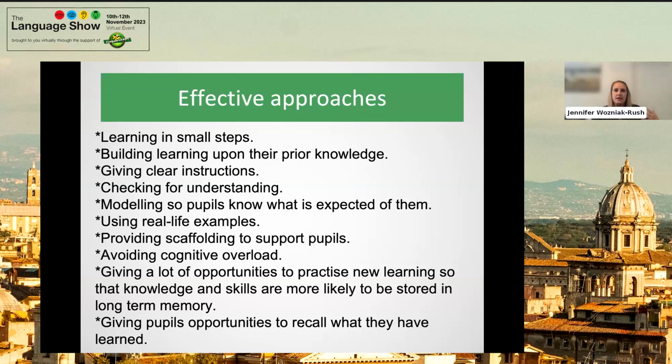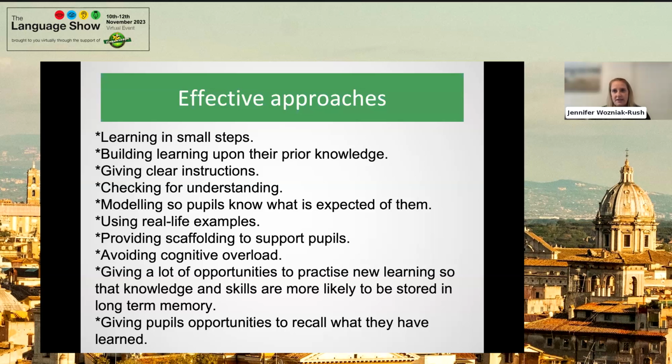Checking for understanding obviously is very important, but that's important for all our pupils, not only those with SEND. It's part of high quality teaching. Modeling, so pupils know what is expected of them. Okay, so we know how important modeling is. Using real life examples as well can be very, very powerful. And providing scaffolding to support the pupils.